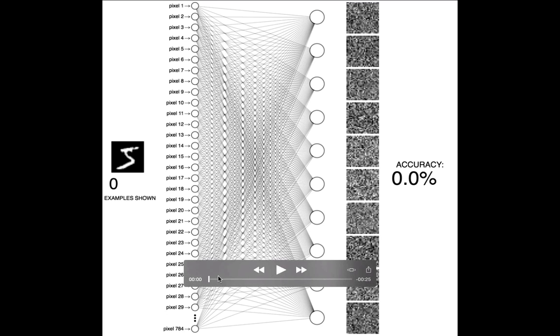There's a 20-second long demo, and what's going to happen is we're going to start showing this network examples, and then its accuracy is going to gradually get higher as we do. Another thing is these boxes we're going to look at. I haven't explained what they are, so I'm going to discuss that right now.